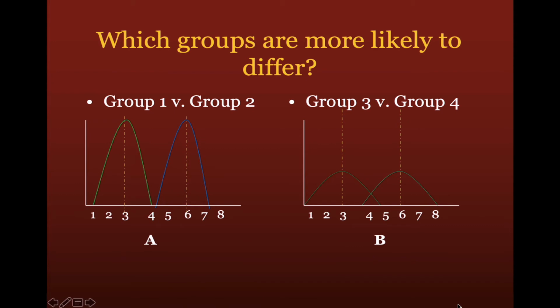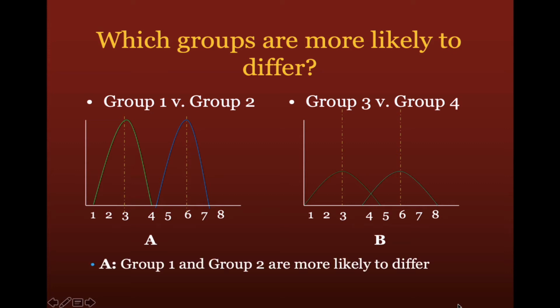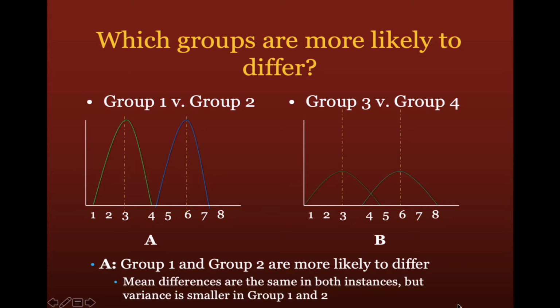All right. So which are more different now? The two groups for A or the two groups for B? For this example, the groups in A are more likely to be different, again, because there's little overlap between the two groups. Whereas for B, there is more overlap between the two groups. So the variability for group A is smaller than the variability for group B.